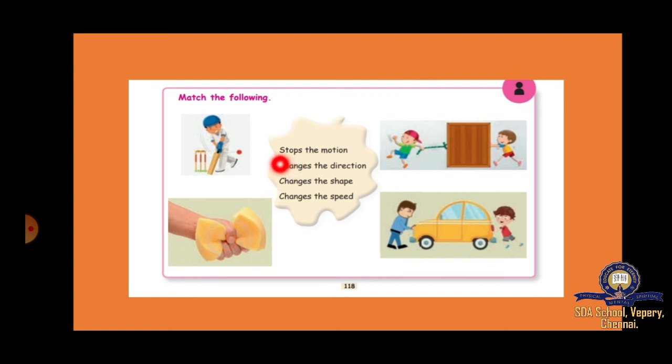The first option is stops the motion, changes the direction, changes the shape, changes the speed. These all are the effects of force. So accordingly, look at what this boy is doing, what he is doing with his hand, what about the sponge here, and these two boys, and here these two boys. Whether it is changing the speed, shape and so on, you have to find and match it correctly and send it to me on WhatsApp. Okay, children, I hope you all understood.